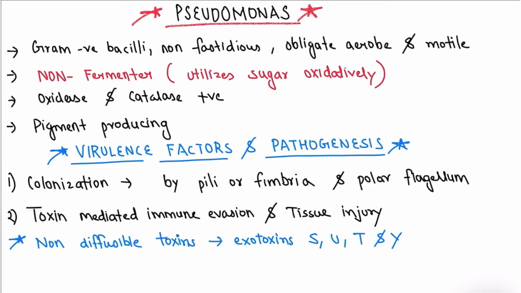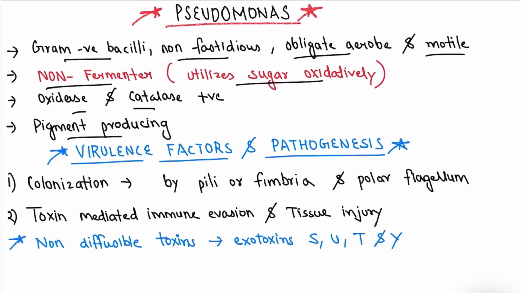Pseudomonas is a gram-negative bacilli. It is non-fastidious, obligate aerobe, and it is motile. It is a non-fermenter. It does not ferment any sugar but utilizes the sugar oxidatively. It is oxidase and catalase positive, and one of the characteristic features of Pseudomonas is that it is pigment producing.